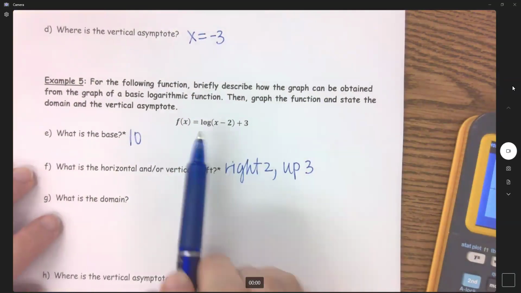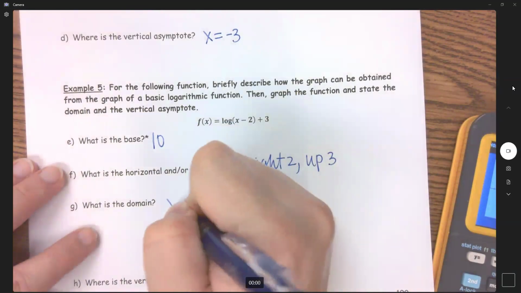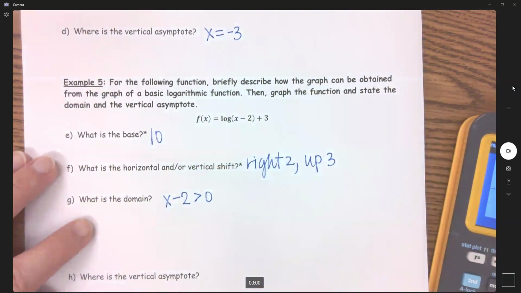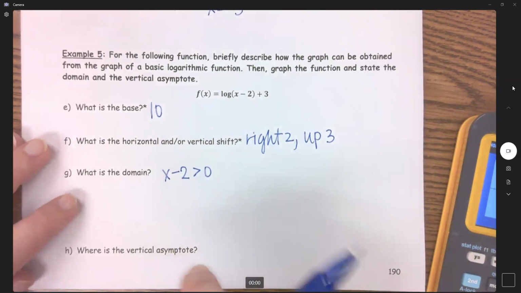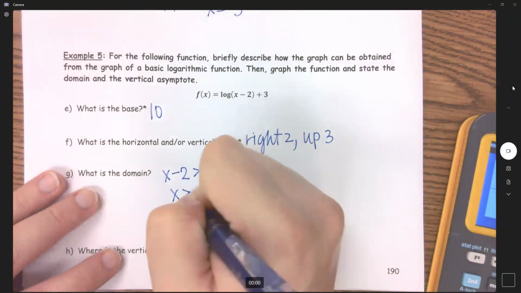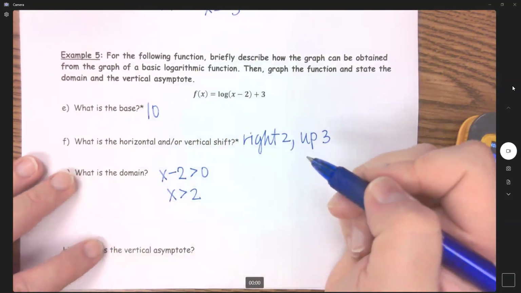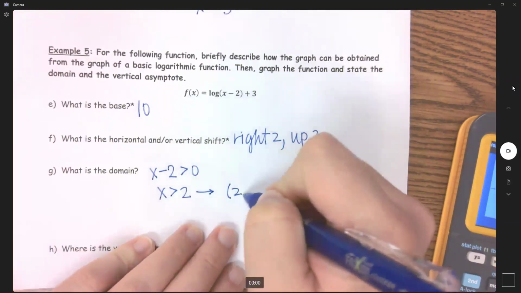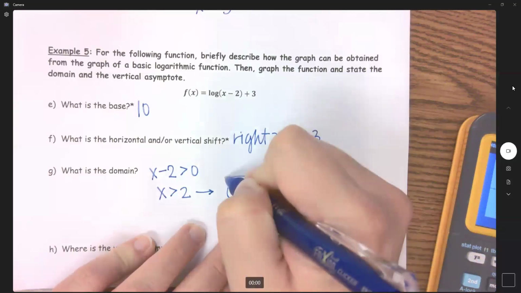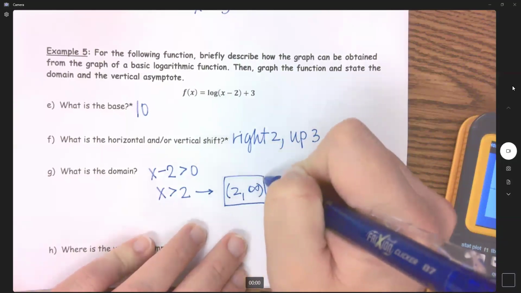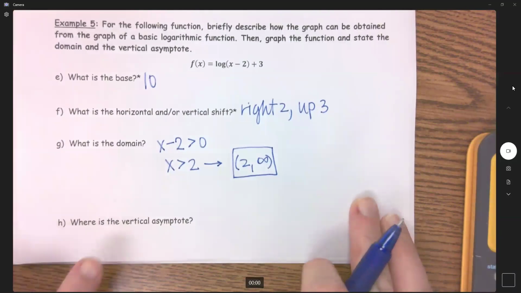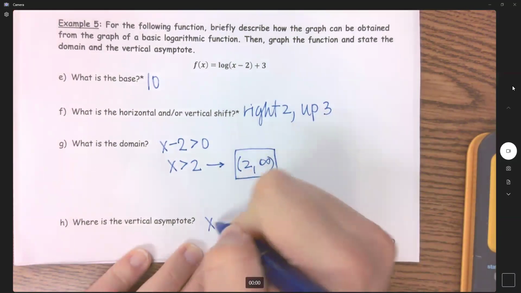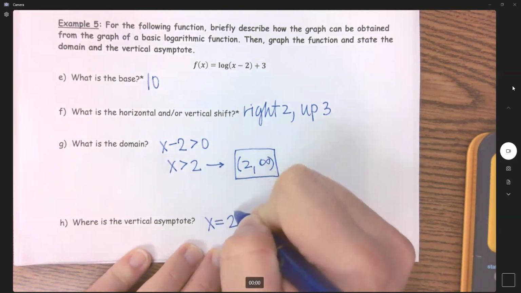So what is the domain? I'm going to take what's in parentheses here, set that to be greater than 0. So first thing I do is add that 2 over. And actually, that's the only thing I do, right? So now this, in interval notation, would be 2 to infinity. So where's that vertical asymptote? It's where this domain starts, at x equals 2.